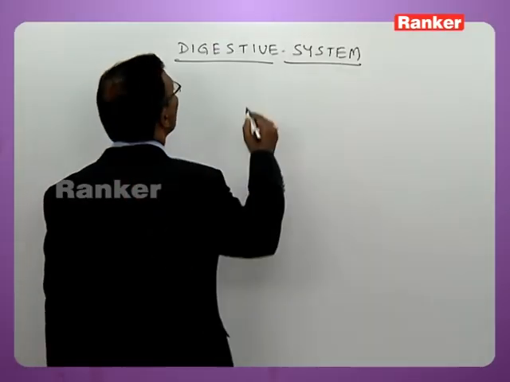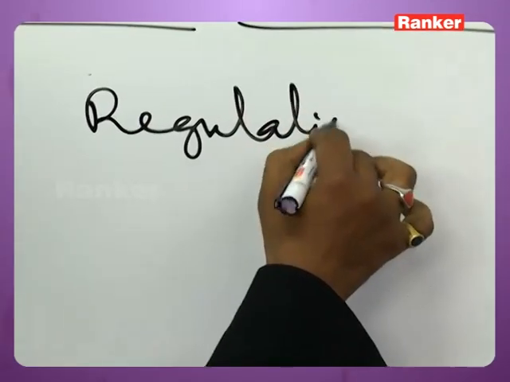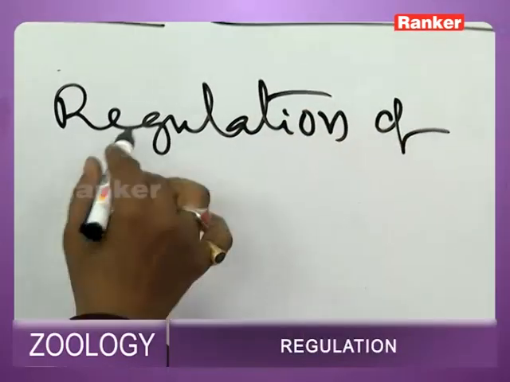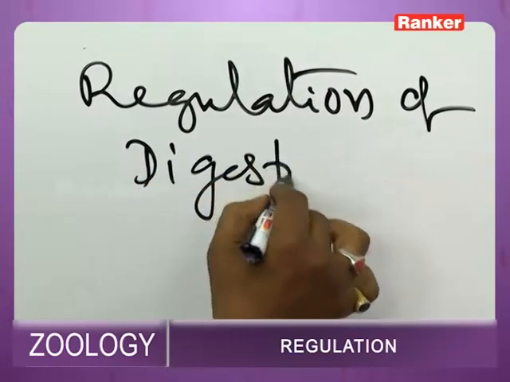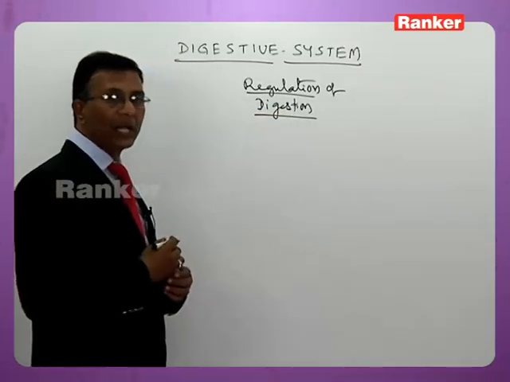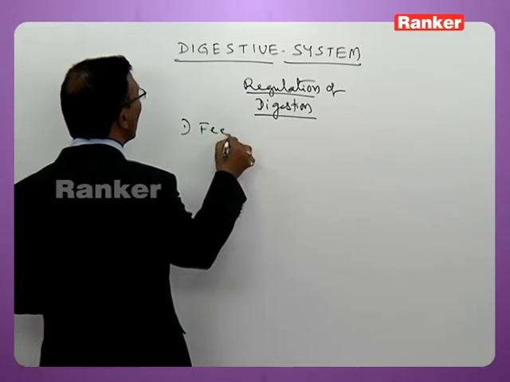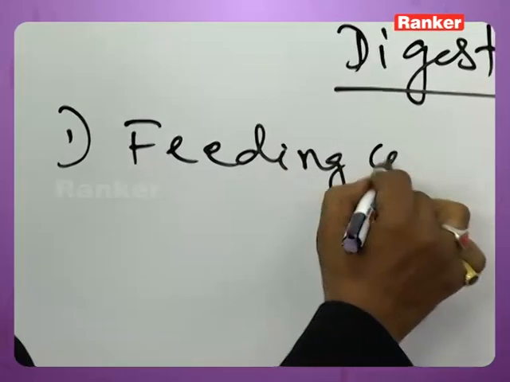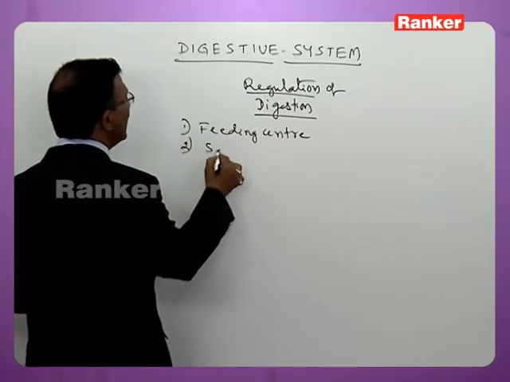Now next we will talk about the regulation of the process of digestion. There are two centers here. One is called the feeding center and the other one is called the satiety center.